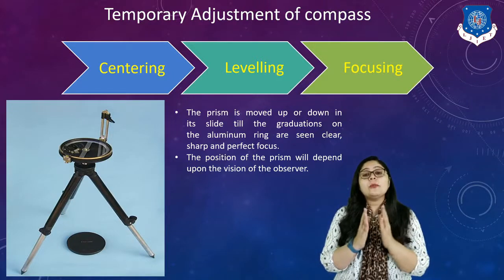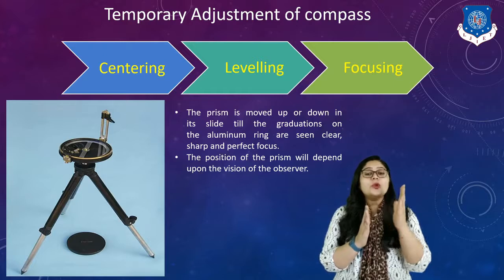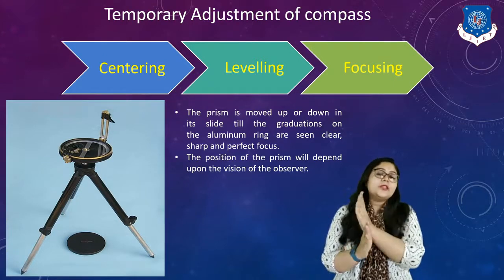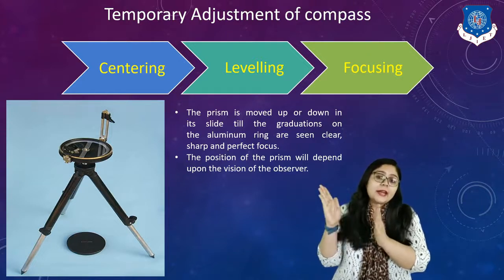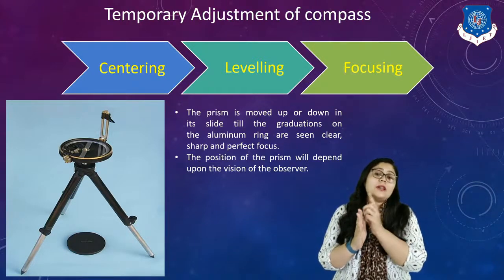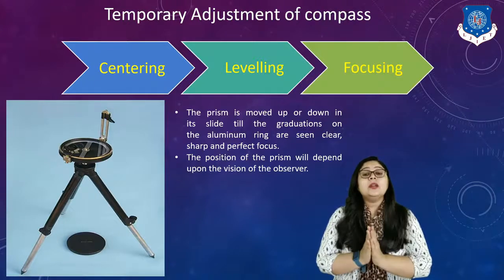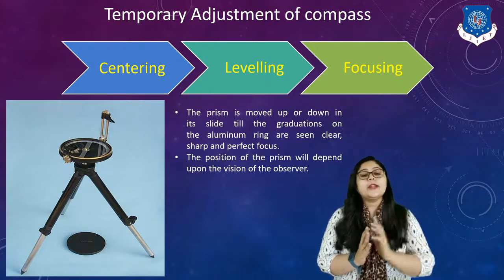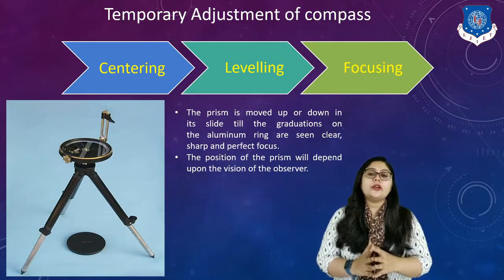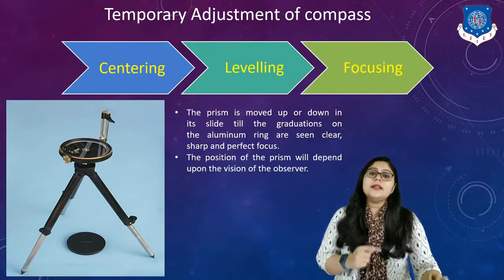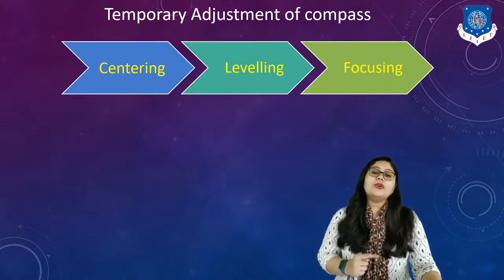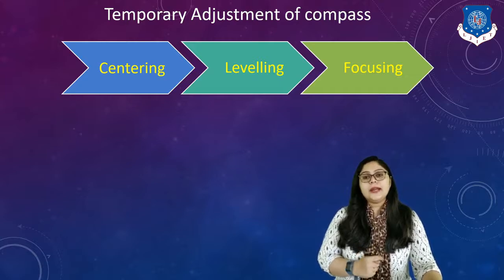It means, what is focusing? Through the prism, if it is a prismatic compass, we are seeing our object, in which we are trying to focus on the ranging rod at the next station whose angle we are measuring. It means the focusing should be done in such a way that the next point is clearly visible to take the reading for that particular station. So that is the temporary adjustment of compass. And these 3 steps we have to follow when we go to the field, right?